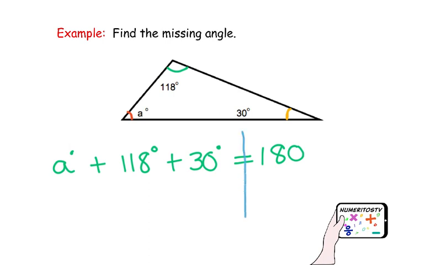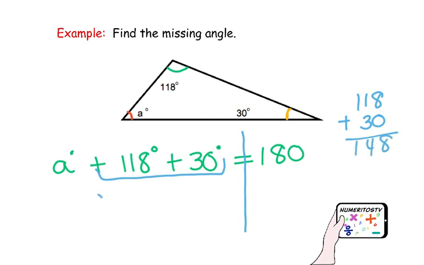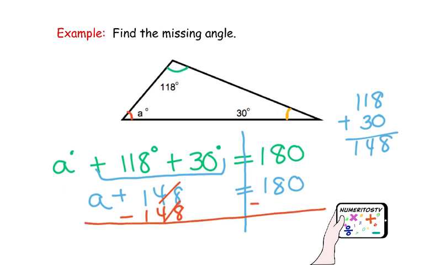So I am going to solve for A. I can simplify this side of the equation. I can add 118 plus 30, so I'm going to do my addition here. So this is going to be 8, 4, and 1. So now I have A plus 148 equals 180. If I want to solve for A, I need to use inverse operations to get rid of that 148. So I will subtract 148 on this side. But to make it balance, don't forget to do the same thing on the other side.